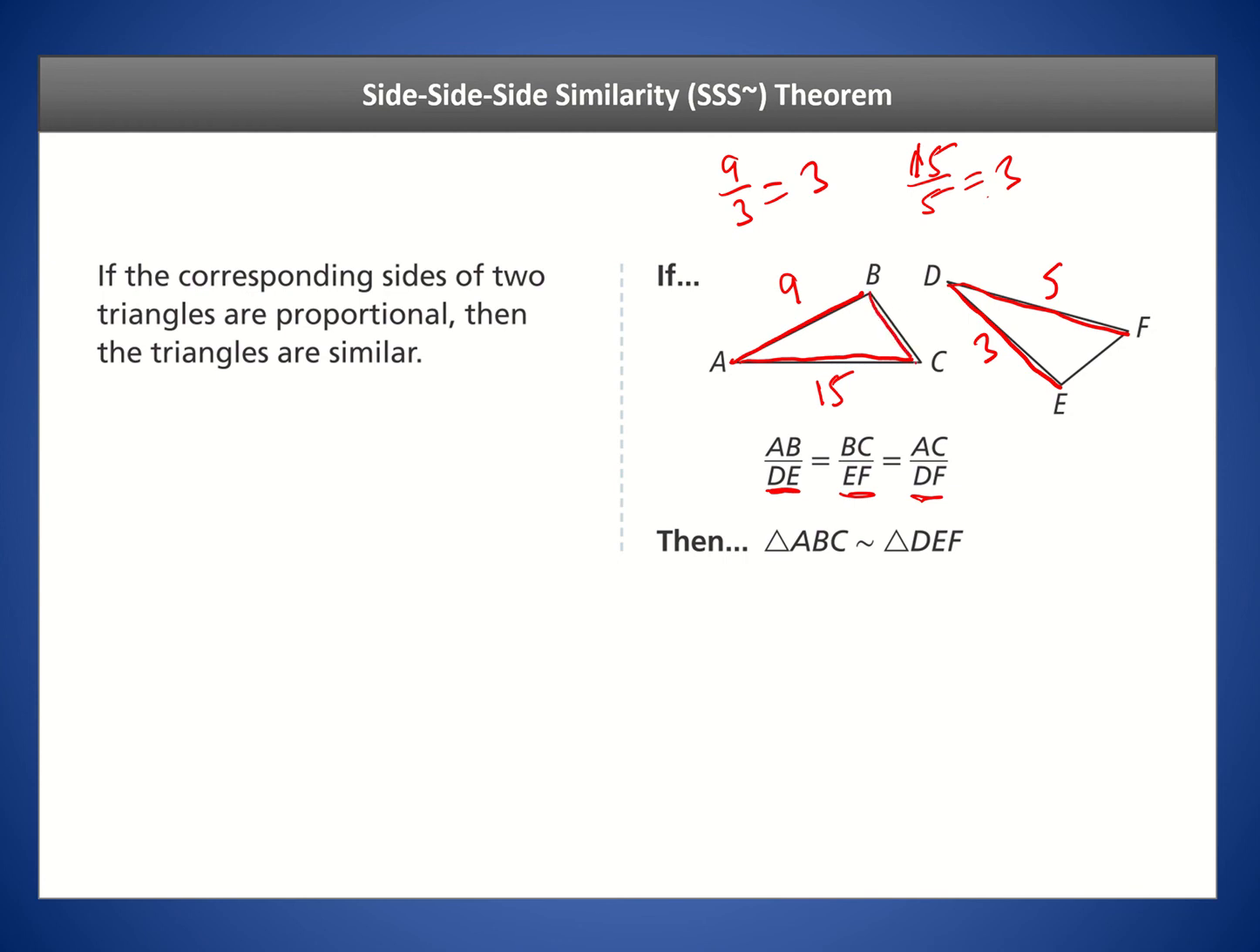Here's another example. If I want to divide BC by EF, and BC is 6 and EF is 2, then 6 divided by 2 is also 3. And therefore I can claim that they're similar by SSS.